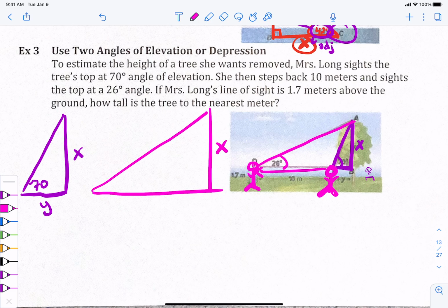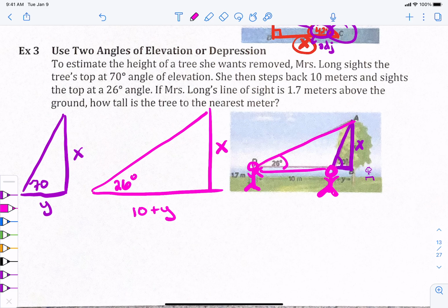Still, the height of the tree has not changed, so it's still going to be X, right? But what's this bottom side here going to be? What'd you say? 10 plus Y, exactly. 10 plus Y. Okay, it's not 10Y, it's 10 plus Y. Angle of elevation is 26 degrees, like that.